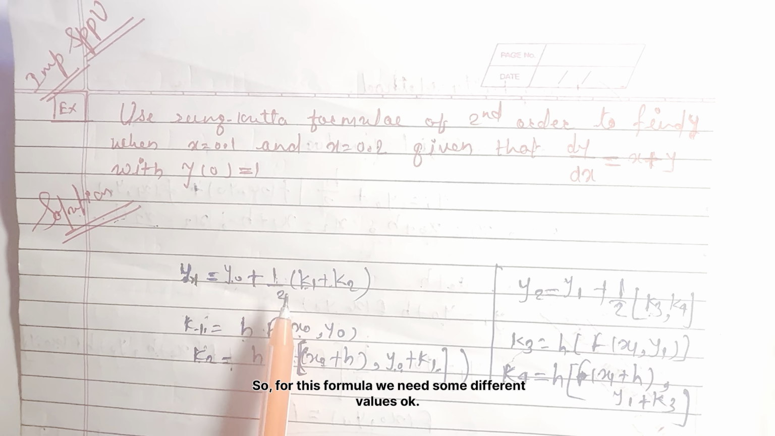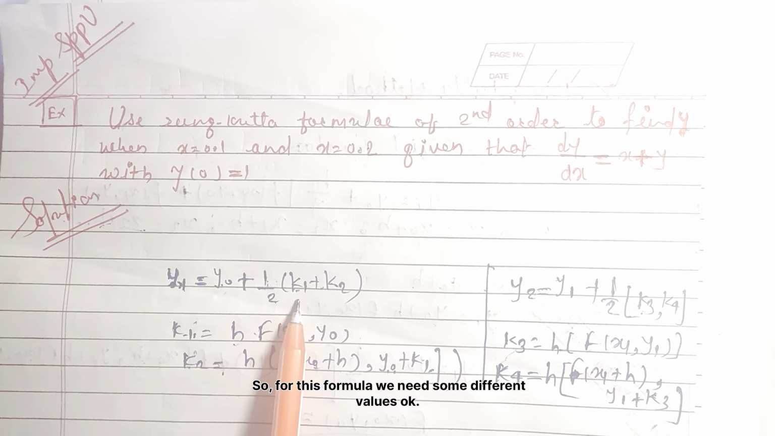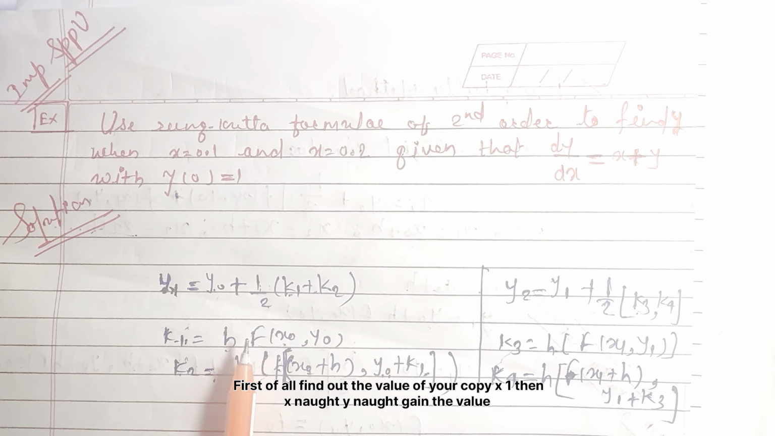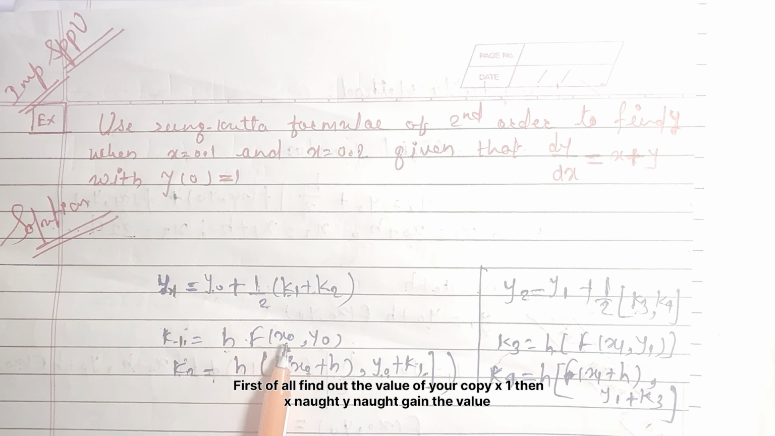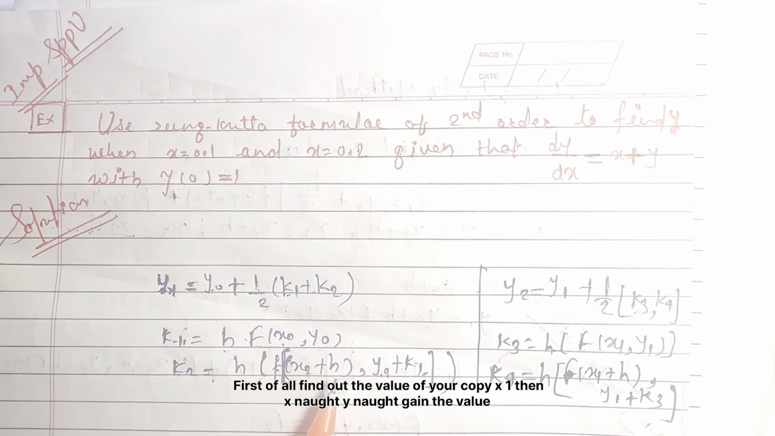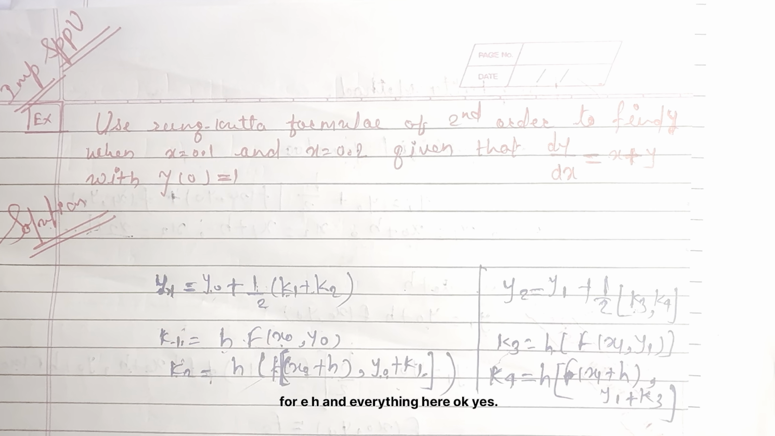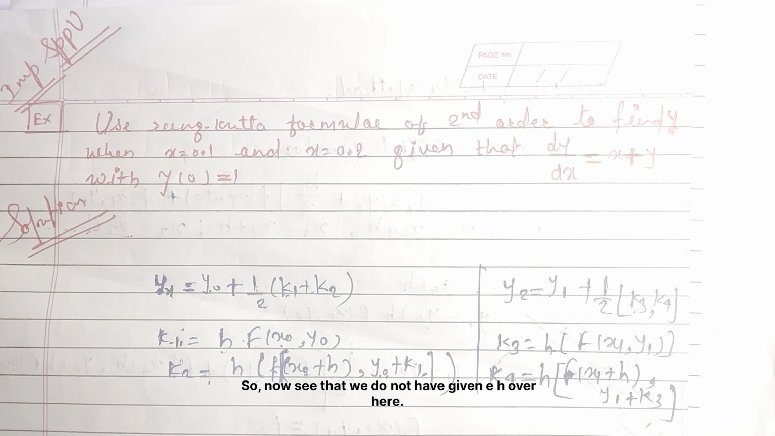So for this formula we need some different values. First of all, find out the value of f of x y, then x naught, y naught, and the value for h and everything here. Now see that we don't have h given over here, so we are going to consider h as 0.1.